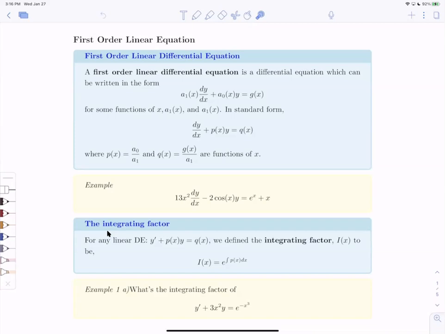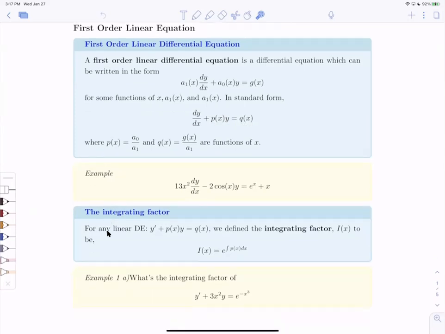And in standard form, which means we divide both sides by a1 of x. Remember this cannot be 0, because if it's 0, then it's not a first order differential equation anymore. So this is not 0, that's why you can divide by a1 of x. Then you will get this, where your p of x is just a0 of x divided by a1 of x, and your q of x is just g of x over a1 of x. And they are all functions of x.